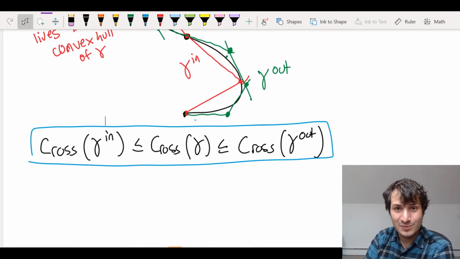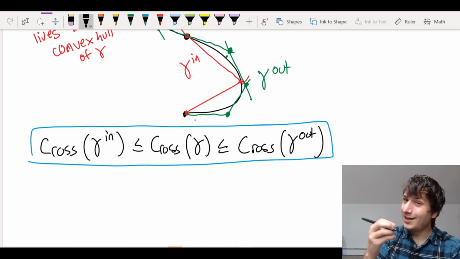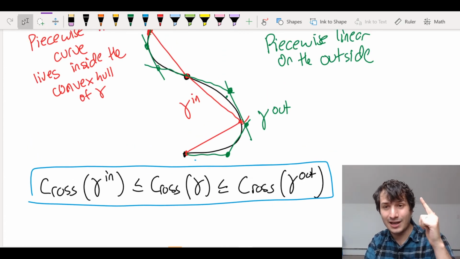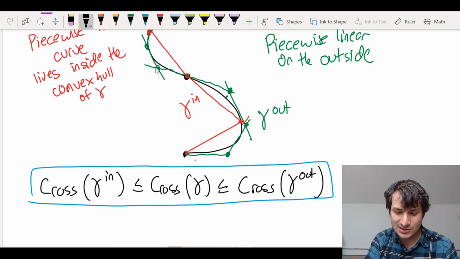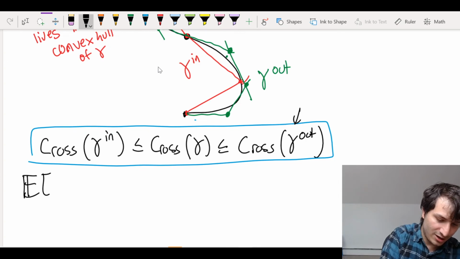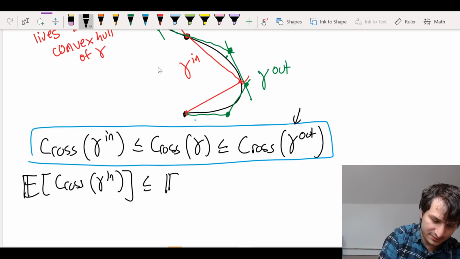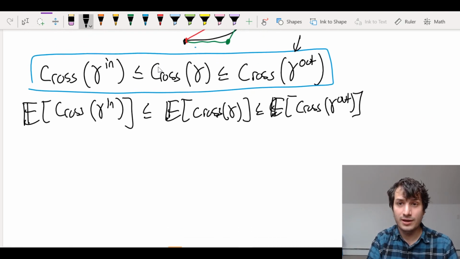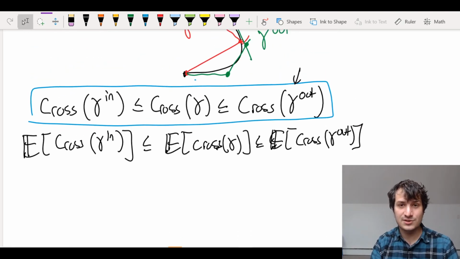Okay, so if you believe me that this is true, we've done a coupling of the curves gamma in, gamma out, and gamma so that they obey this. So this is a coupling of the curves. And now we can take the expected value. The expected number of crossings of gamma in is less than or equal to the expected number of crossings of gamma, which is less than or equal to the expected number of crossings of gamma out. I've just taken the expected value of all sides of this inequality.